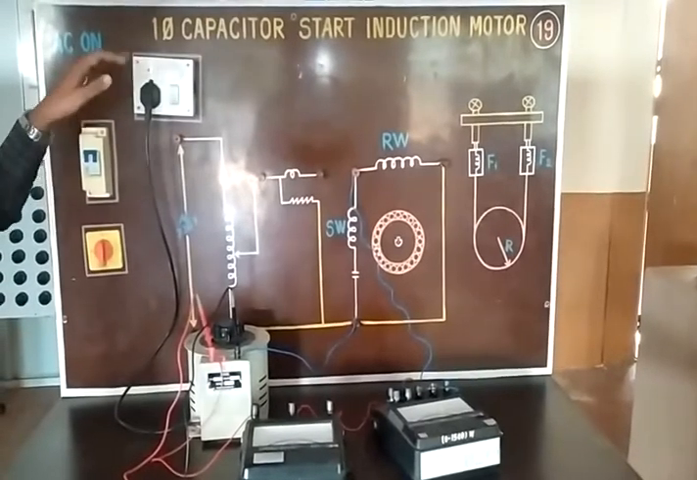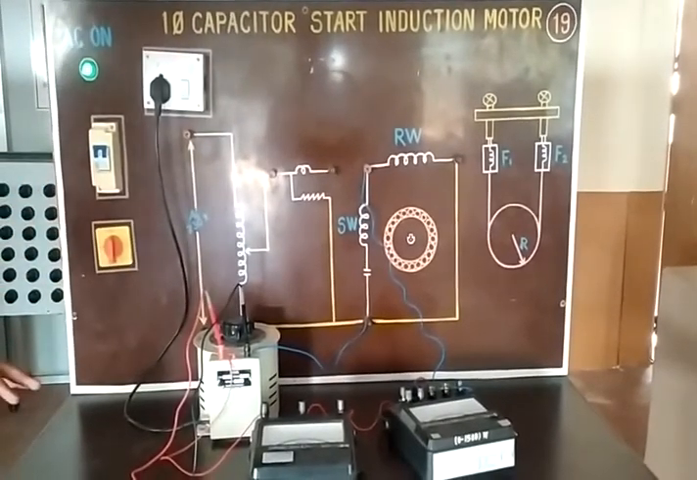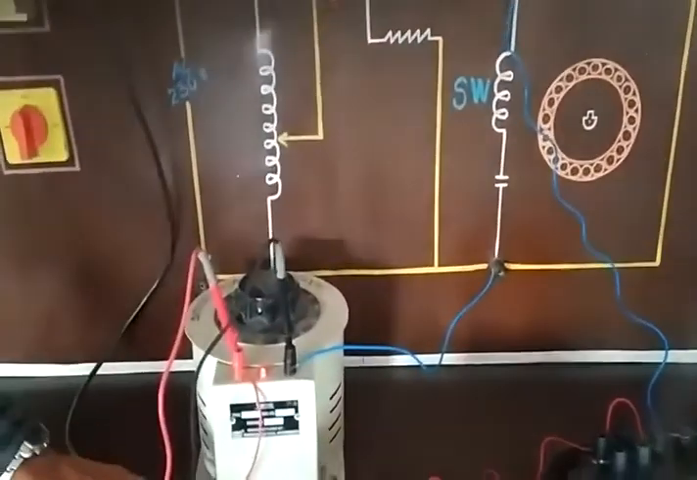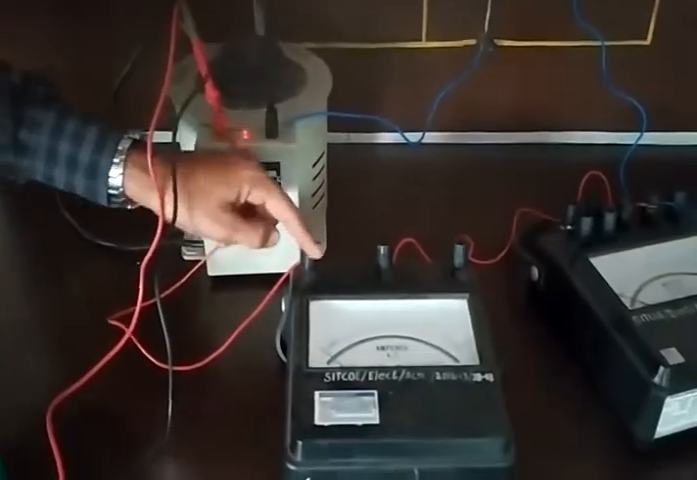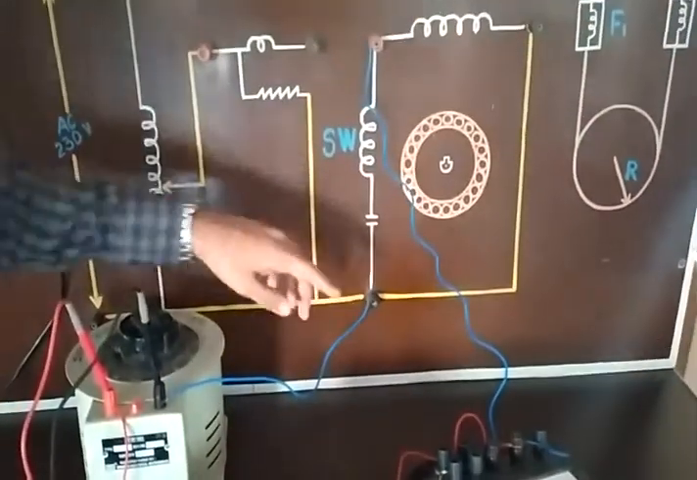This is the experiment regarding the single phase induction motor. We are taking the brake load test on a single phase induction motor. As for connections, we are using an auto transformer. This terminal of the auto transformer is connected to the ammeter and the wattmeter, and the L terminal to the motor. Just simple connections are there.